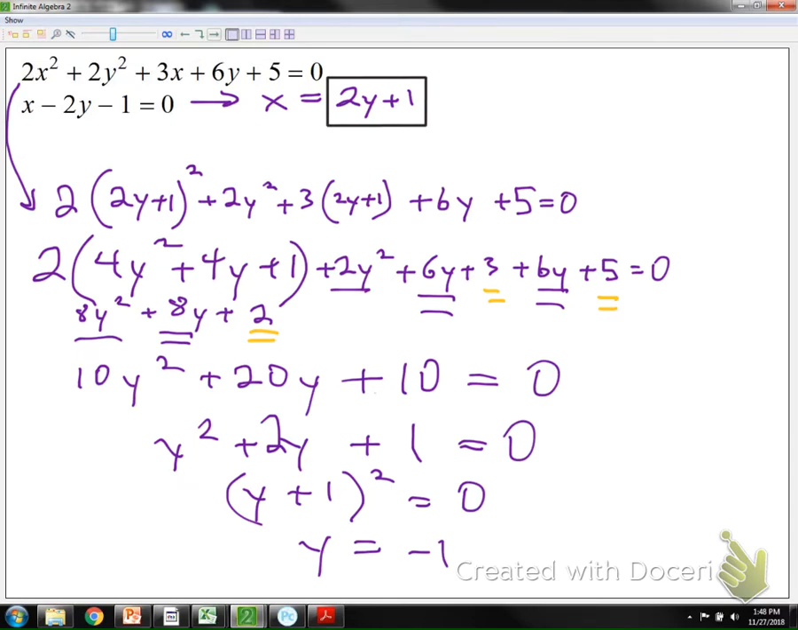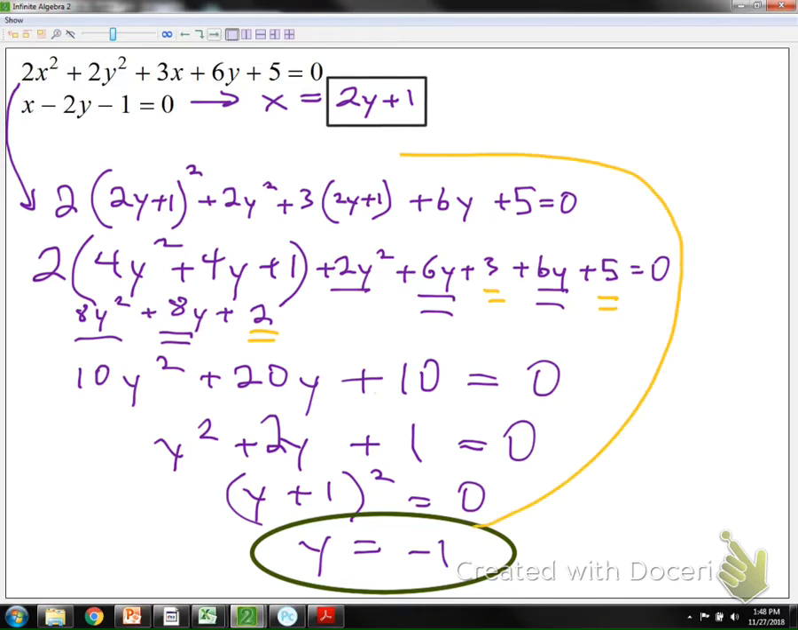Now, just like in the previous examples, we need to take this value and substitute it somewhere to find out the value of x. The easiest place to do that would be right there. x is equal to 2 times y, which is -1, plus 1. That's -2 plus 1, which is -1. So x is -1 when y is -1, so our solution is (-1, -1).